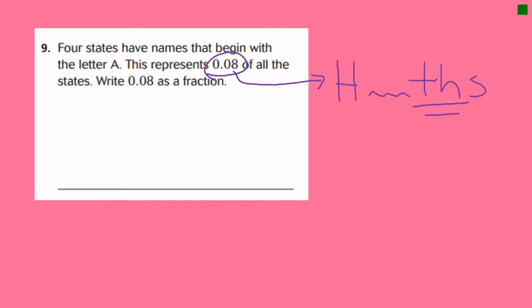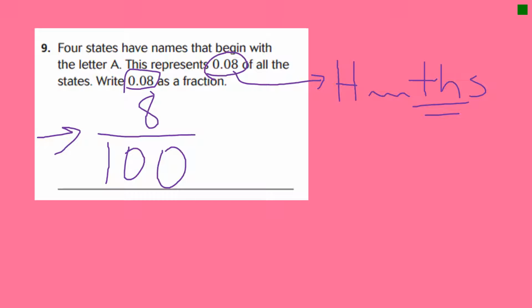Write 0 and 8 hundredths as a fraction. So how do you write 8 hundredths? 8 hundredths. Love it! As long as you read these decimals, the fractions, they just come flowing out. 8 hundredths, oh, I can write that. 8 hundredths.